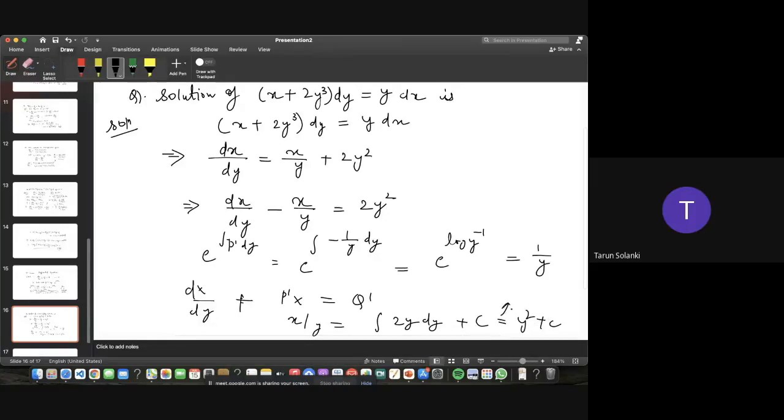So finally it becomes x = y^3 + cy. So this is the required answer, right? So you can copy this.